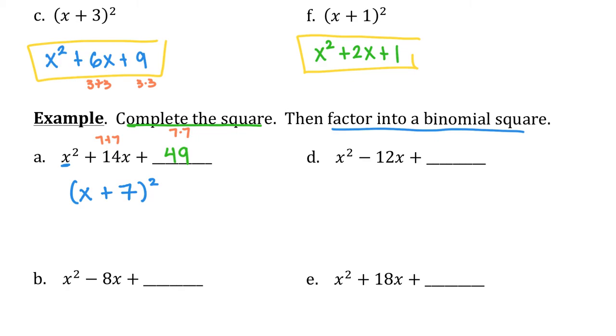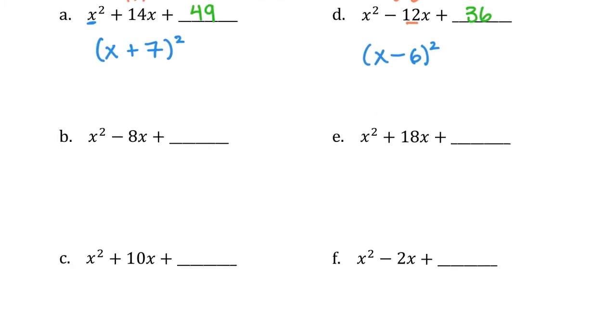Okay, let's see. This is minus 12. Divided by 2, I get 6. So this is negative 6 minus 6. If I do negative 6 times negative 6, I get 36. That's completing the square. And then factor into a binomial square is going back to figuring out the parentheses. Since it starts with x squared, it's x. Since this is a minus, I'm going to put a minus. And then because I use 6 as my number, it's x minus 6 squared. So if I were to multiply this out, I would get this. Okay, let's keep going.